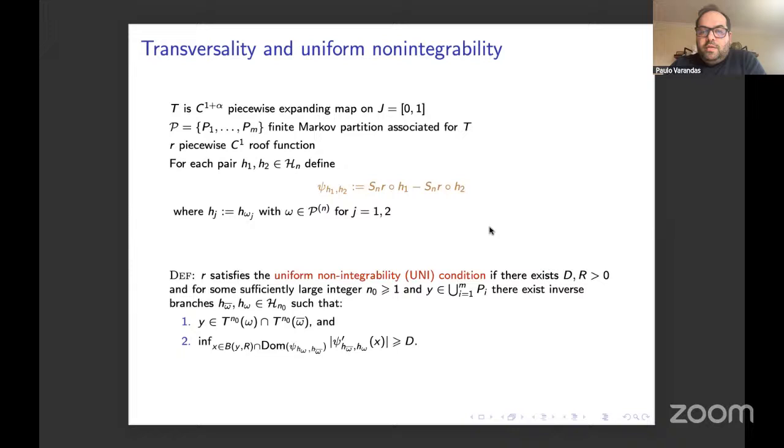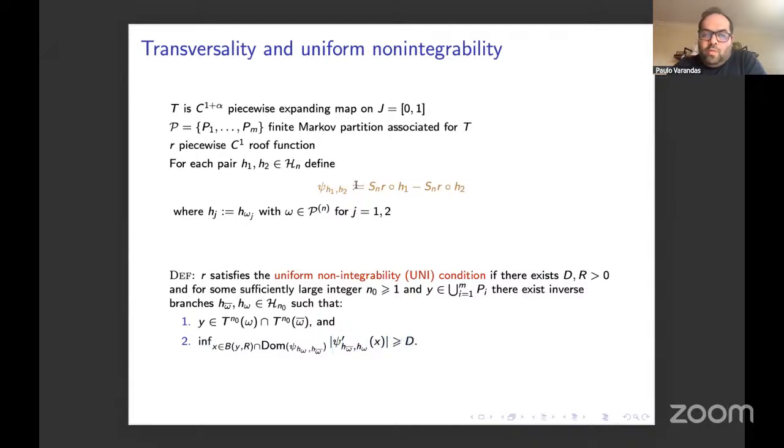Okay, and we'll say that R satisfies this uniform non-integrability condition if there exist constants D and R positive, and for some sufficiently large n0 and a point y, there exist inverse branches such that y is in the image of this element. So y is the endpoint of some, it has two different inverse branches, along which the infimum of the derivative of this function is larger than d.